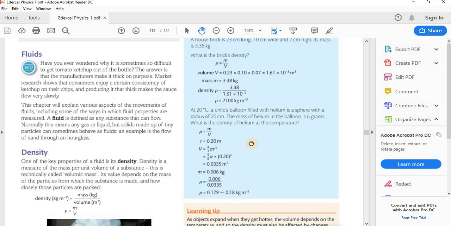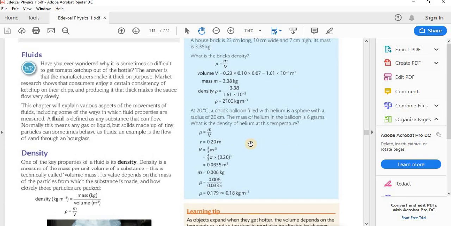Next example. At 20 degrees Celsius, a child's balloon filled with helium is a sphere with a radius of 20 centimeters. The mass of helium in the balloon is 6 grams. What is the density of helium at this temperature? To do this question, you have to know the formula for volume of a sphere. You have to know this formula, okay? I don't think you will get it in your formula sheet.